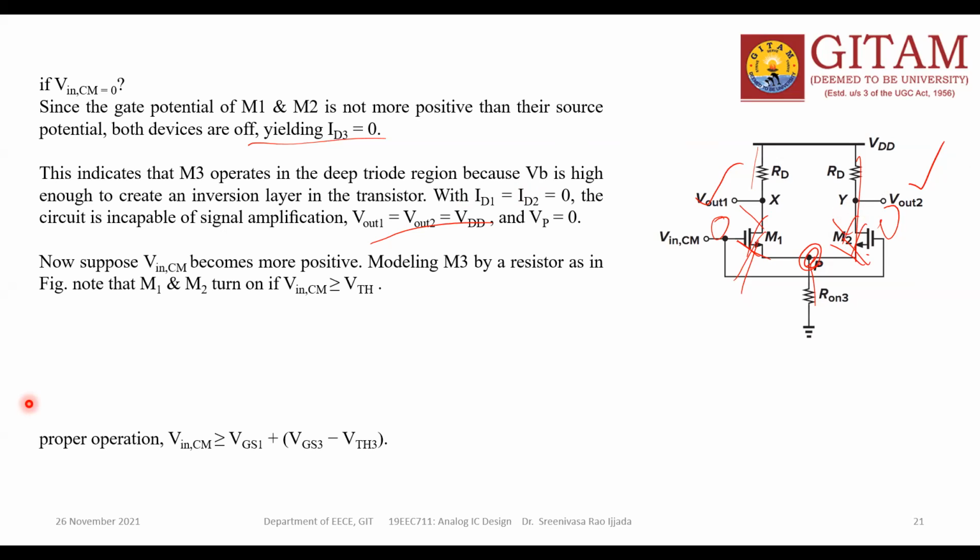Suppose this input CM value is more positive. Earlier both are 0, so M1, M2 are off. Whenever M1, M2 are off, since VP is 0, even though your M3 gate is properly biased, it is also in the off condition.